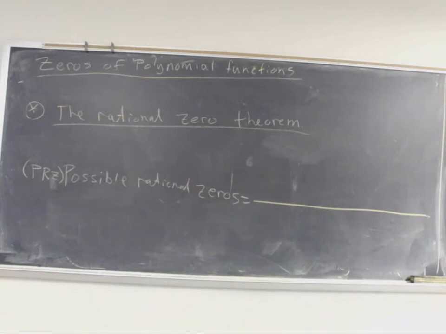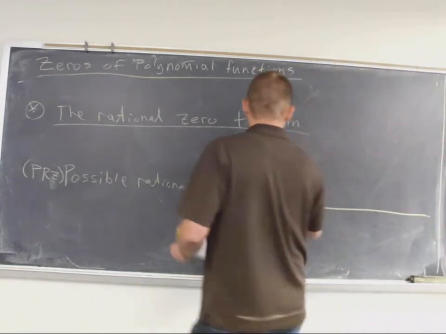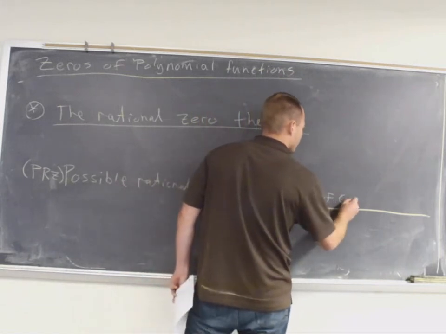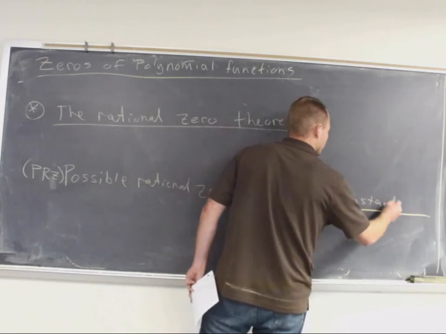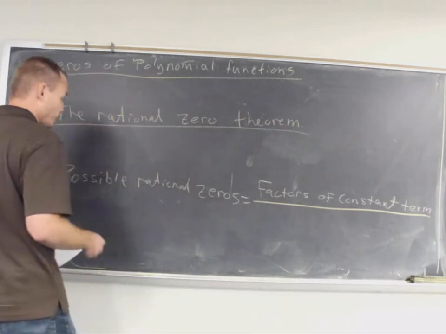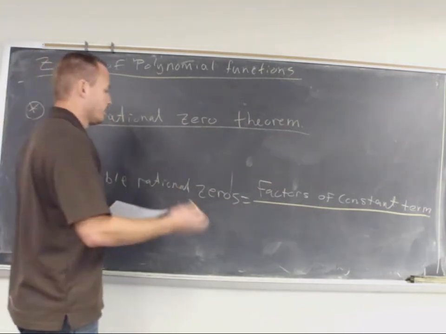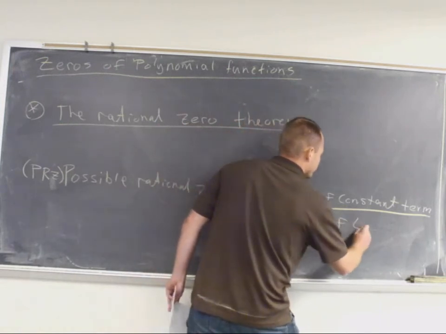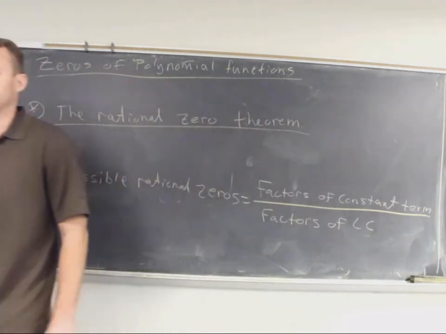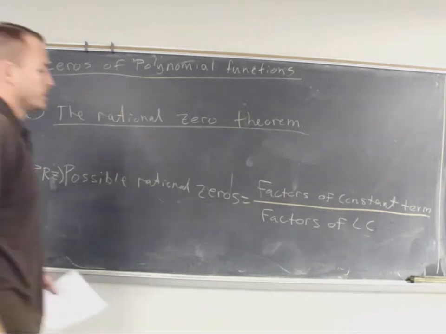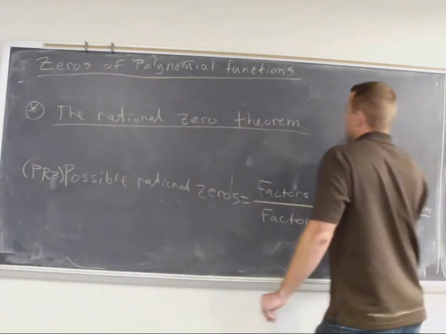So the way you find the possible rational zeros, on the top, it's the factors of the constant term, the one without variables attached to it. And then on the bottom, it's the factors of the leading coefficient, factors of LC. So the factors of the constant term divided by the factors of the leading coefficient. All right, and the best way to go about this is to show an example. So we'll do that now.